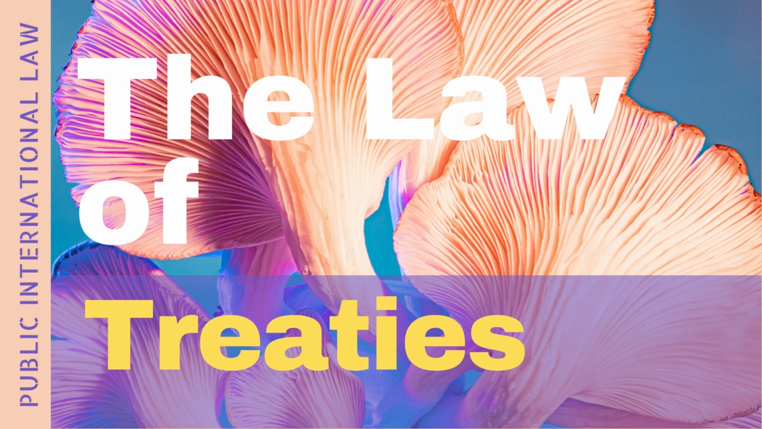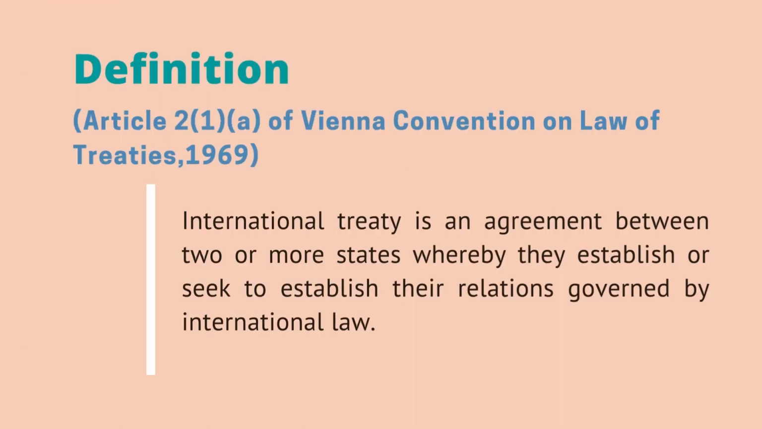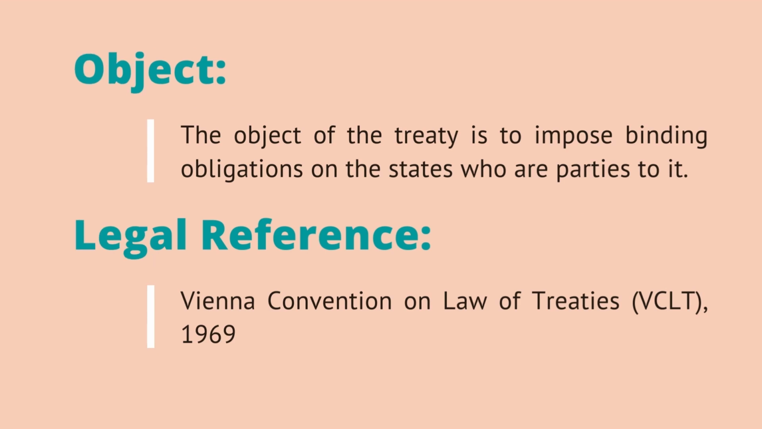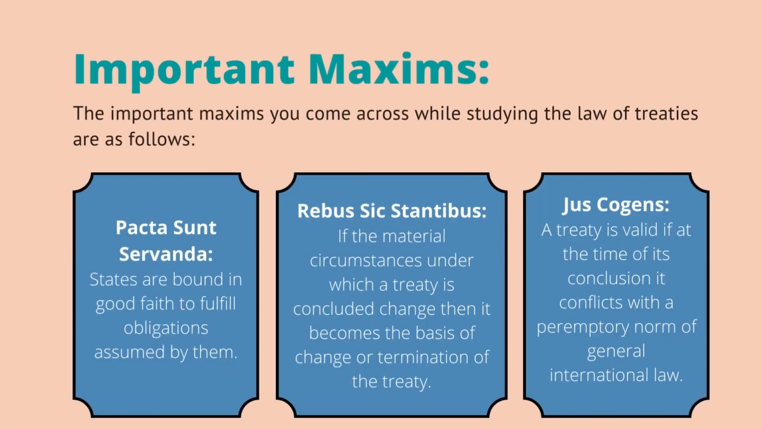Law of Treaty in international law. Definition is given in Article 2, 1(a) of the Vienna Convention on the Law of Treaties, 1969. An international treaty is an agreement between two or more states whereby they establish or seek to establish their relations governed by international law. The object of the treaty is to impose binding obligations on the states who are parties to it. Legal reference in this case is the Vienna Convention on the Law of Treaties, VCLT, 1969.